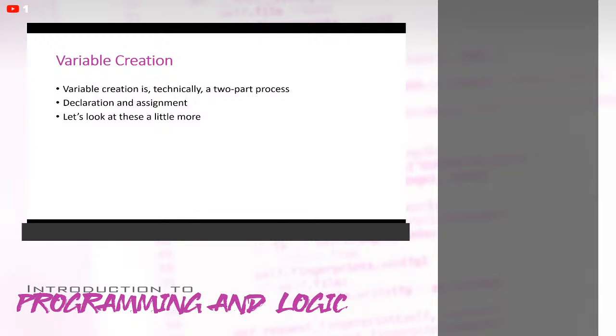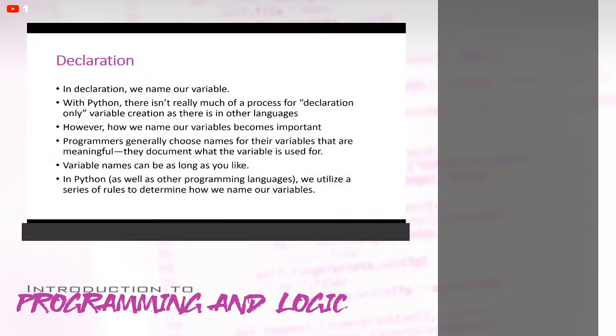So let's take a look at these in a little more depth. So we start with declaration, and declaration is just establishing that container. It's creating that container that we talked about earlier. So when I declare a variable, what I'm doing is I'm making that container exist, and I'm putting a name on it via some kind of label. So what we're doing is we're creating this container and we're giving it a name.